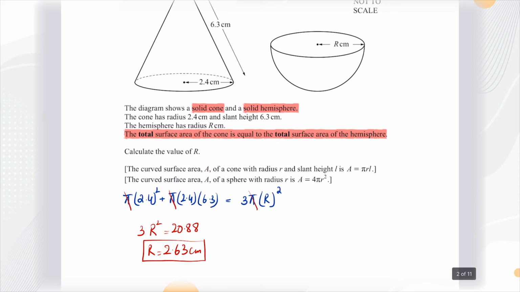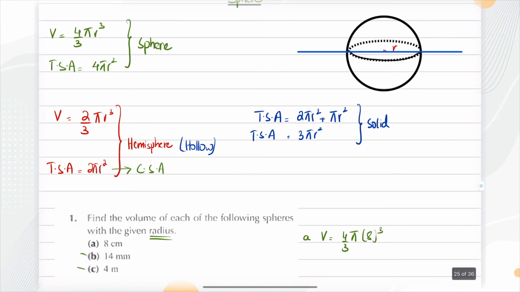Now, if you guys have any questions, feel free to ask. Sir, how did you conclude that the total surface area of a closed hemisphere to be 3 pi r squared? Okay. So I just showed you that.